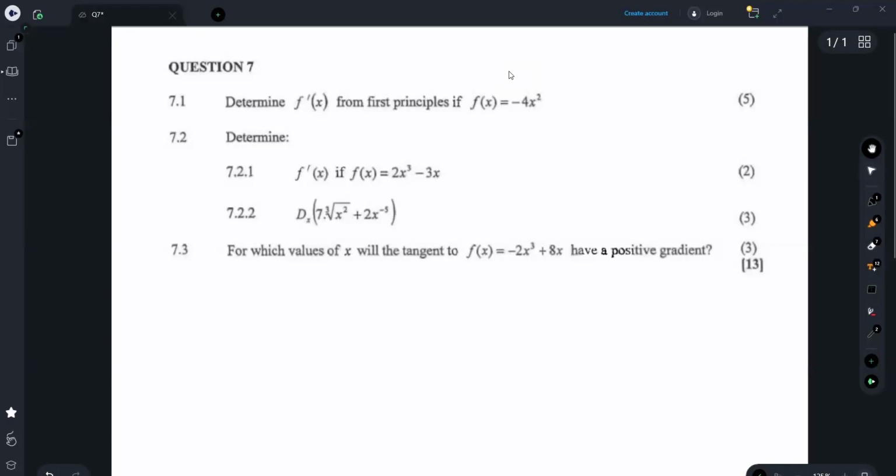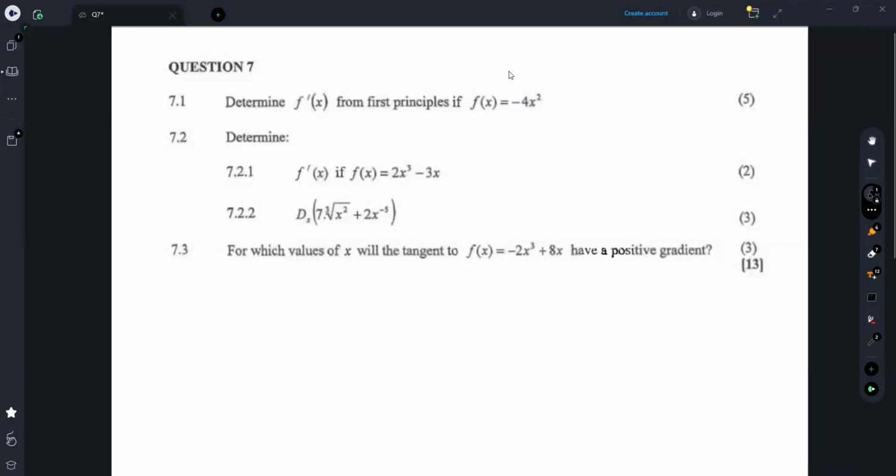And now we're on question 7, which is calculus. Okay. Right. So this section is easy if you understand the rules of the game. So here we should bag all the 13 marks presented to us.